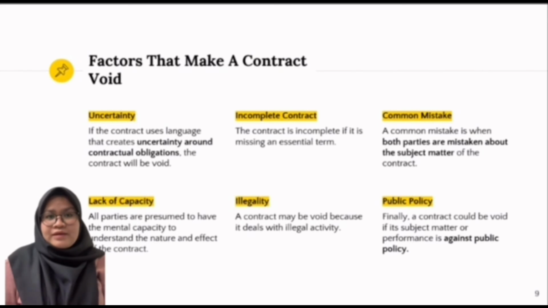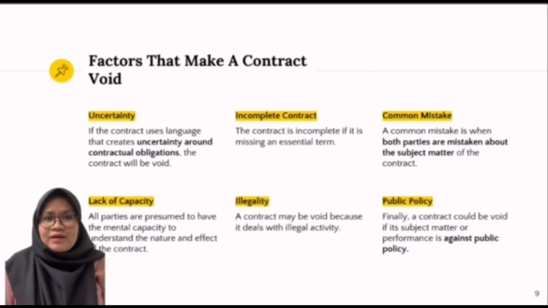The fifth factor is illegality. A contract may be void because it deals with illegal activity. This could be contracts that are directly prohibited by law, such as cartel contracts. On the other hand, there can also be particular elements of contracts that are not allowed under the law, such as unfair contract terms in contracts covered by the Australian Consumer Law.